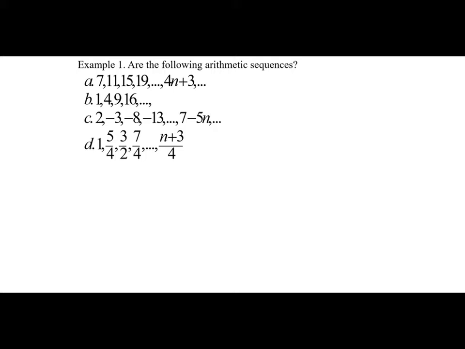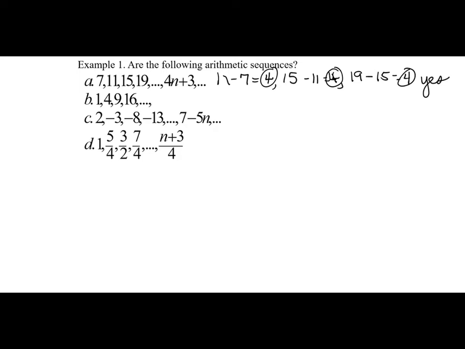In example 1, it's asking, are the following arithmetic sequences? In order for us to determine that, we're going to need to subtract the terms. So my second minus my first, I get 4. When I have 15 minus 11, I also get 4. When I have 19 minus 15, I also get 4. Because I have the same exact common difference, I can say part A is an arithmetic sequence.